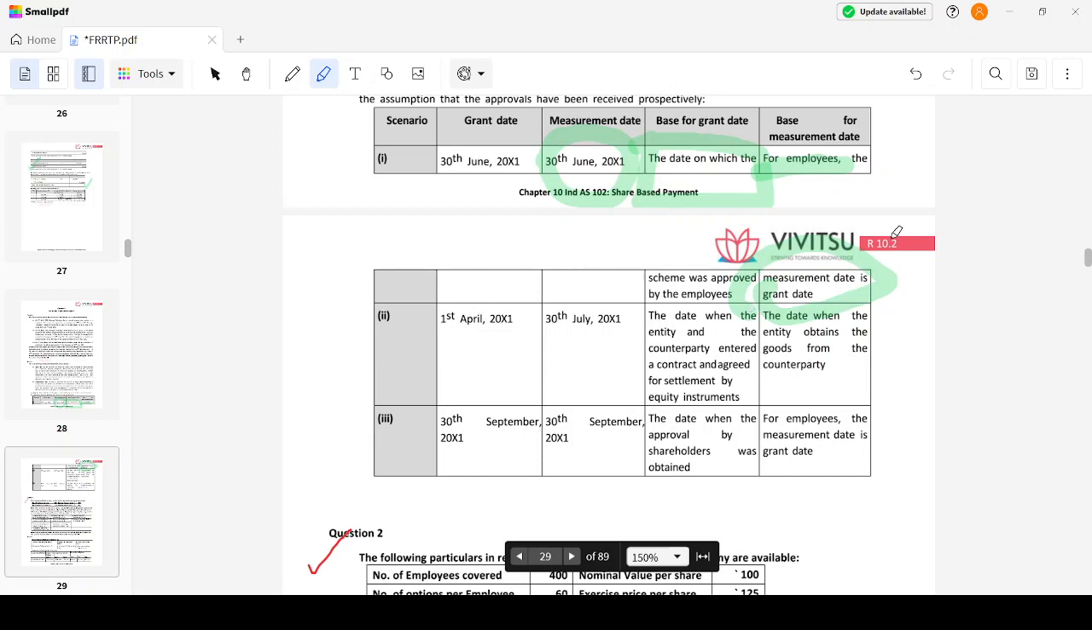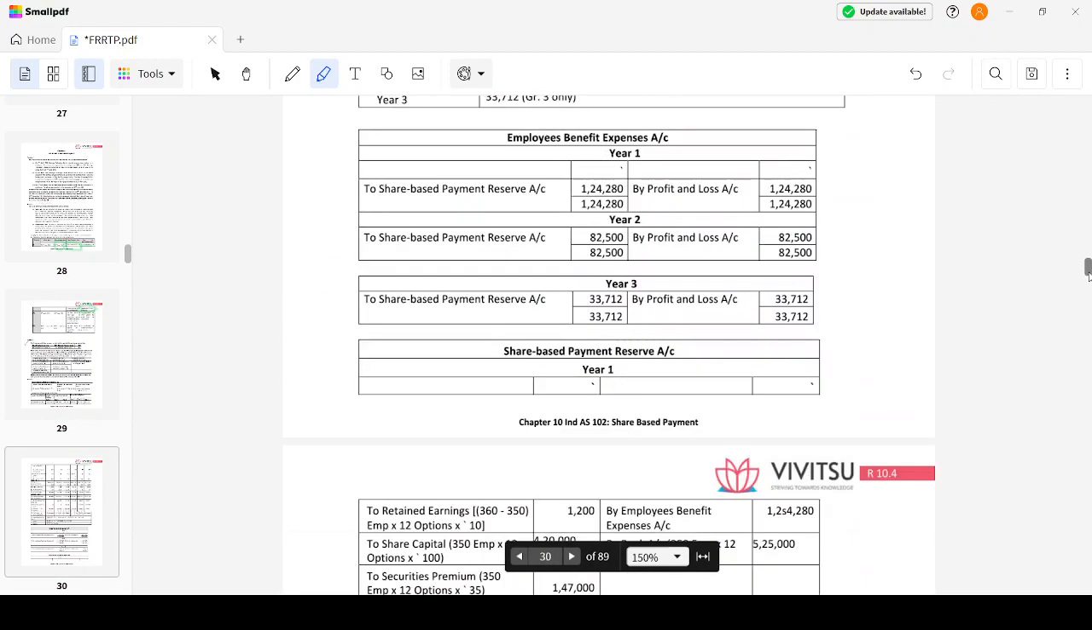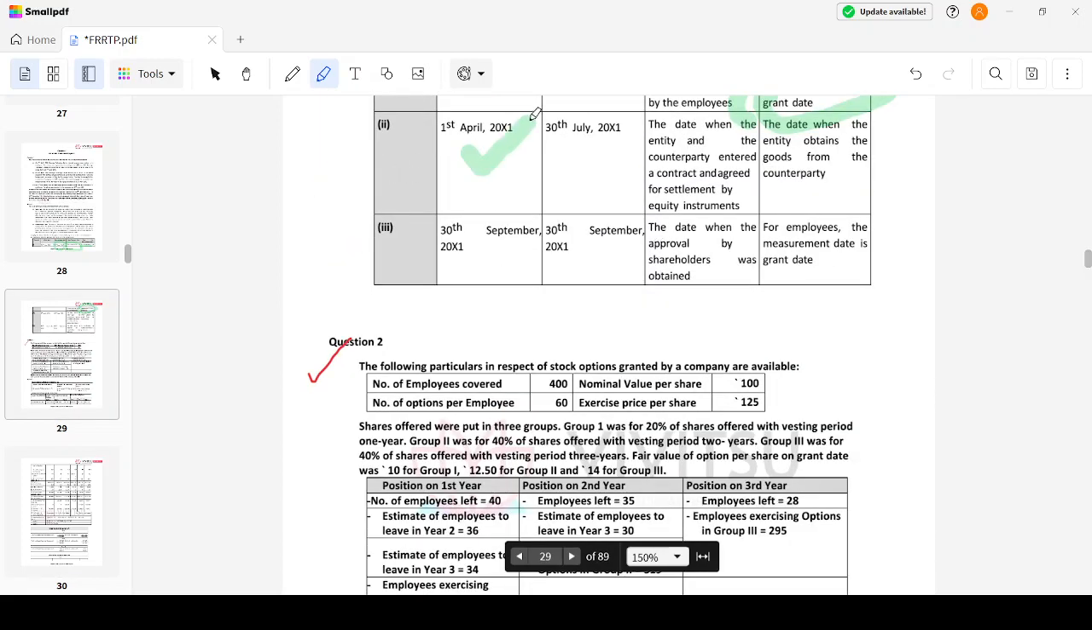What is the second requirement here? First was employees; second was purchase of IT equipment. First April 20x1 is the grant date, and the measurement date is 30th July 20x1. What's the basis for grant date? The date when the entity and the counterparty entered into a contract is the grant date, while the date the goods are obtained is the measurement date. The date of approval by shareholders is the grant date. For employees, the measurement date is the grant date, 30th September 20x1. Let's move on to the next question.